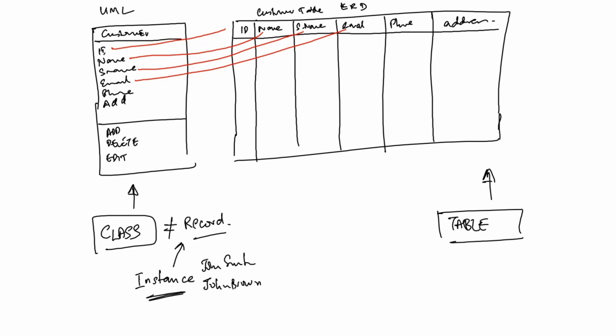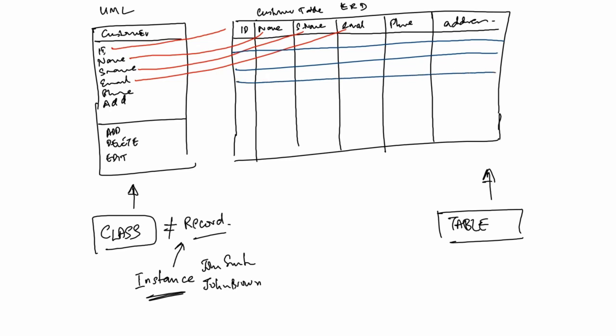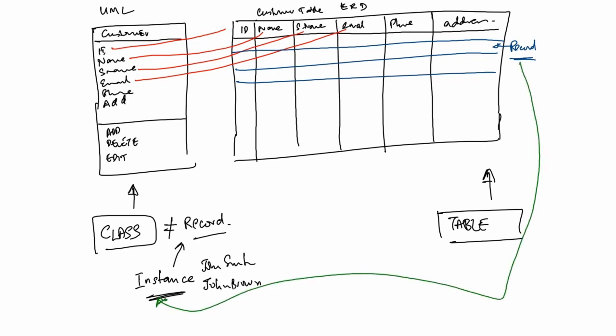Now, when you have records, so these are records. A record is the same as an instance. So every instance is a record.